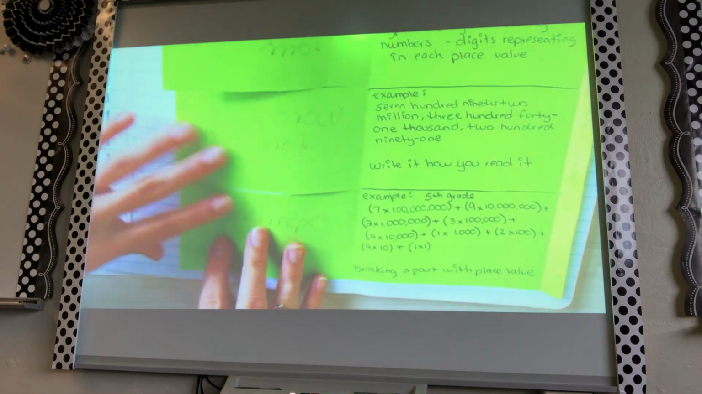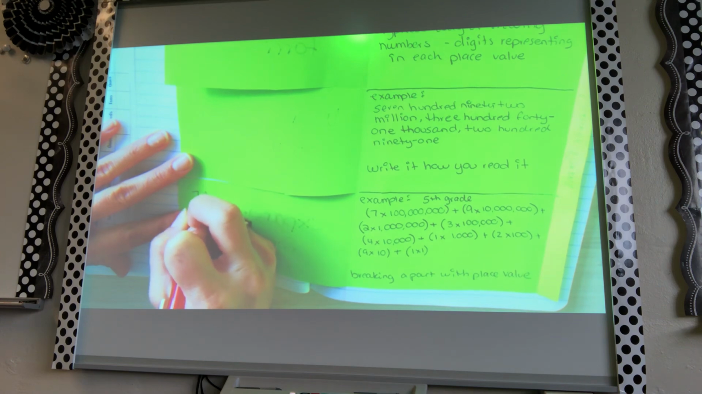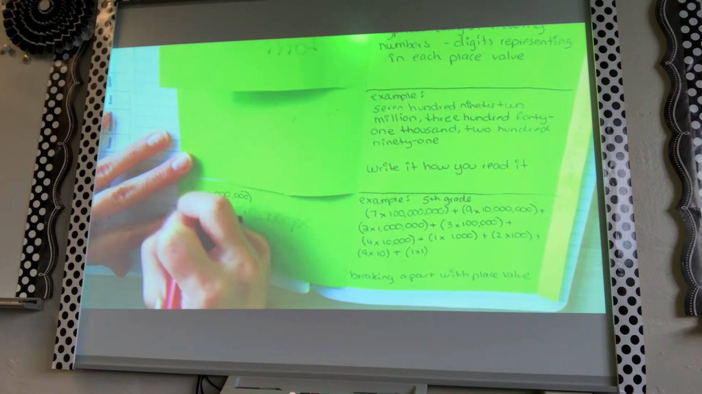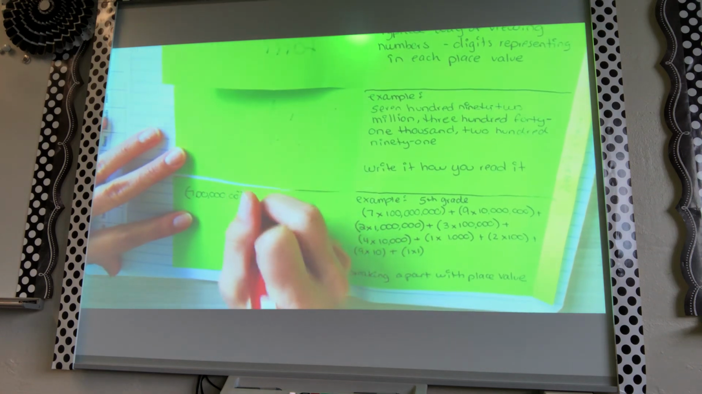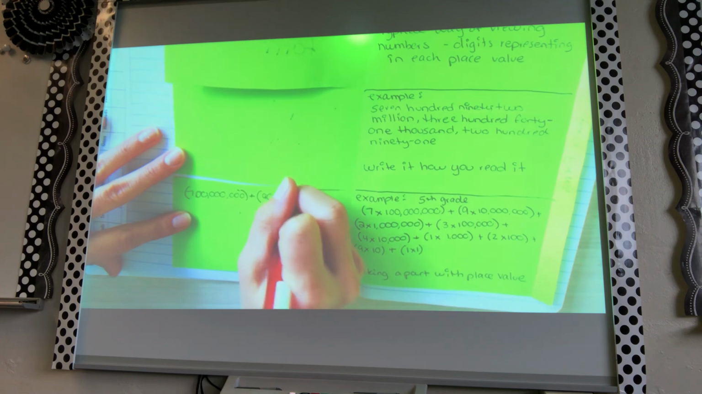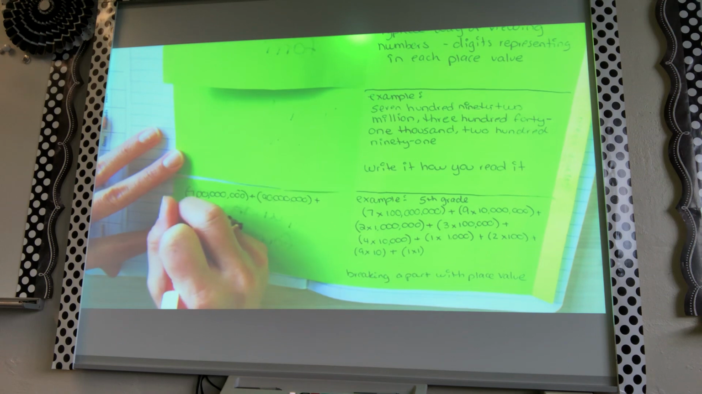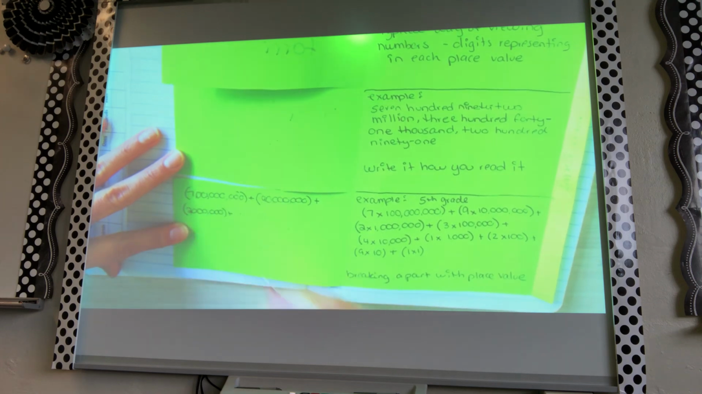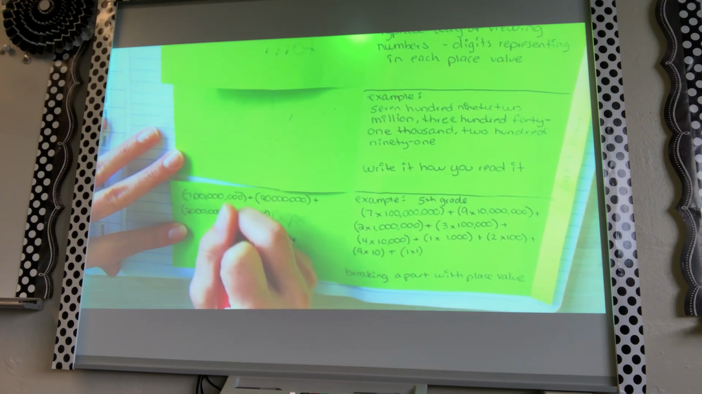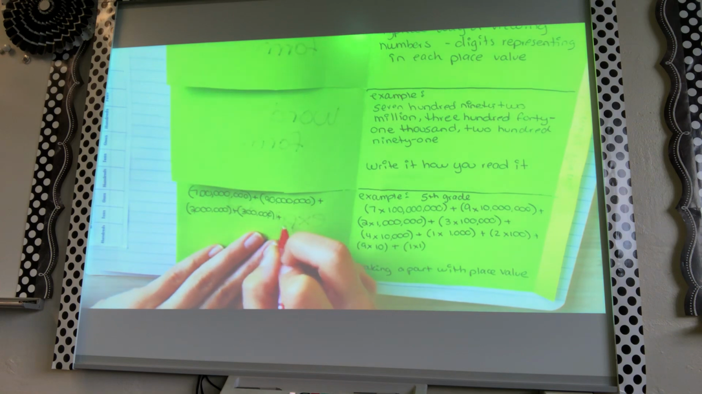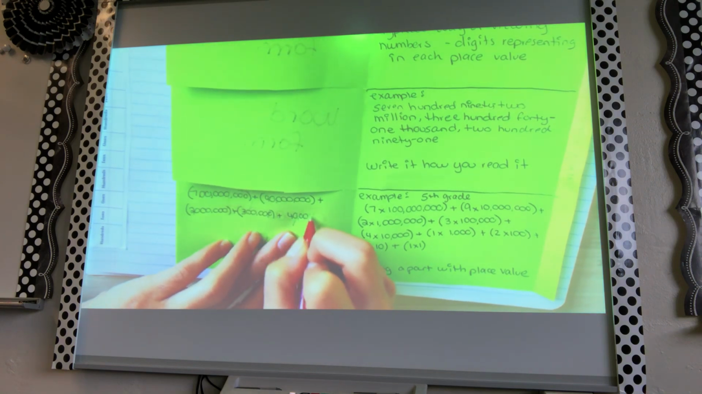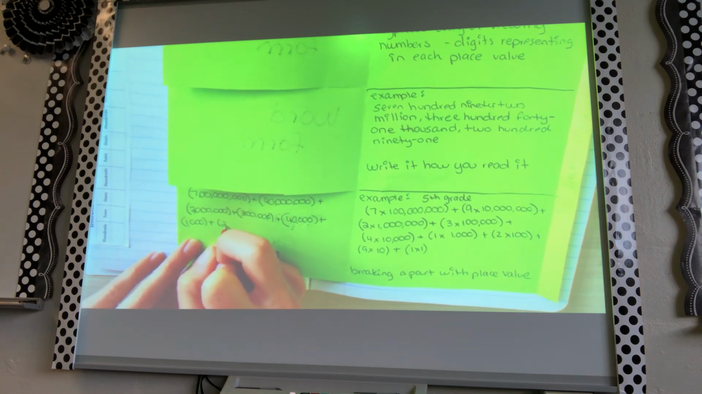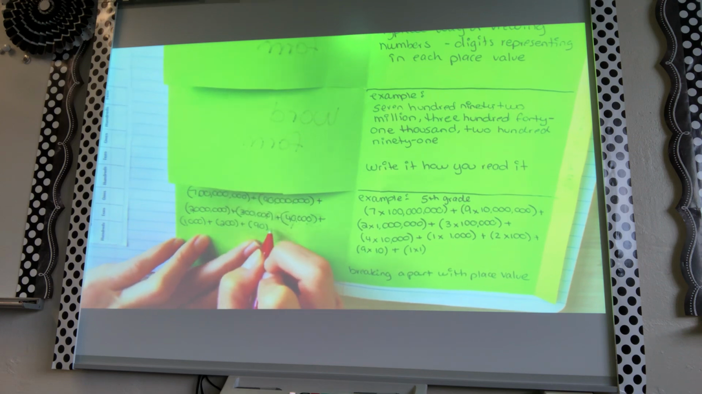In fourth grade, you might have seen it like this. It's not separating the digit from the place value. It's just rewriting it with each place value. So 700 million plus 90 million plus 2 million plus 300,000 plus 40,000 plus 1,000 plus 200 plus 90 plus 1.